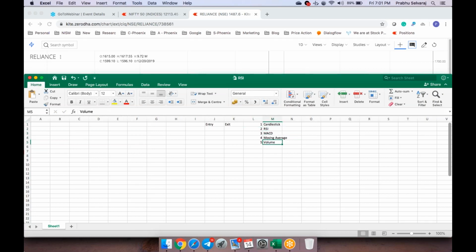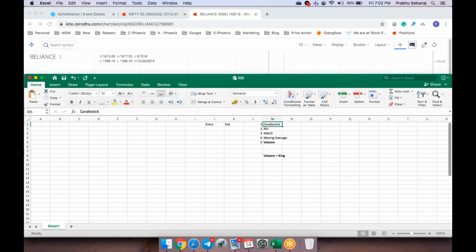Volume can be interchanged in between the other places because volume is king in the stock market. Having said that, you cannot jump to RSI before getting confirmation from candlestick. You cannot jump to moving average before getting confirmation from MACD. These five principles have to be used no matter what for every entry and every exit.